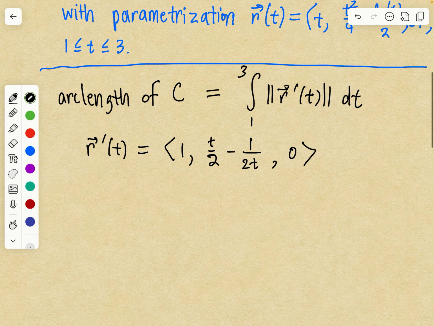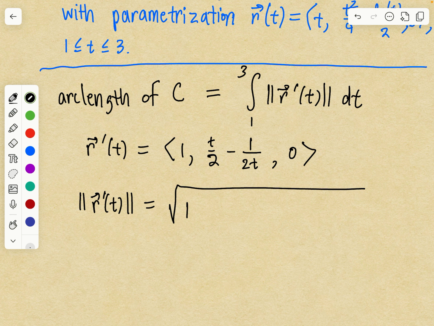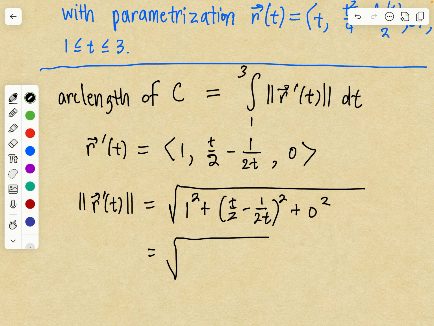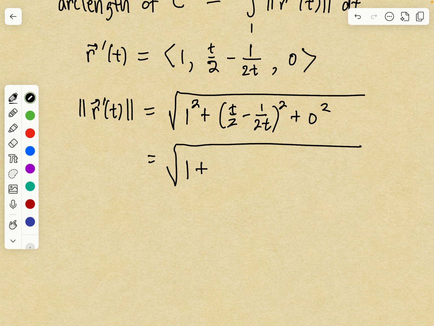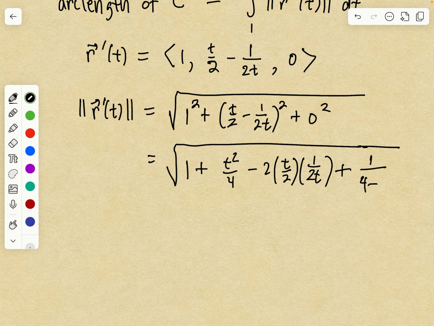Now we need to find the magnitude of this. That's the square root of 1 squared plus t over 2 minus 1 over 2t squared plus 0 squared. And that's going to equal, I guess we're going to have to distribute. So we're going to get 1 plus, and then t over 2 in parentheses squared is t squared over 4. And then you get minus 2 times t over 2 times 1 over 2t, and then plus 1 over 2t in parentheses squared, that's 1 over 4t squared.